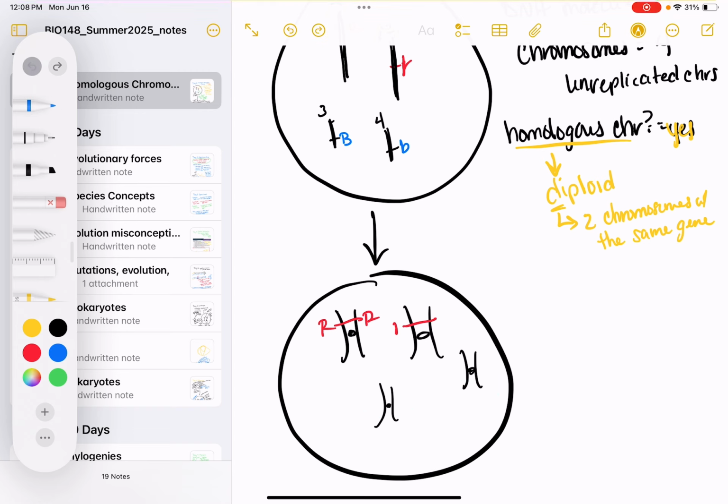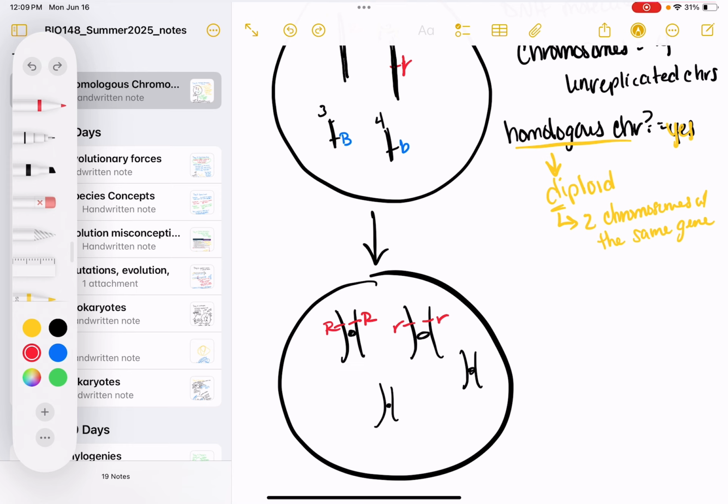I'm going to draw them as 2 separate lines. I get a little bit lazy sometimes in not doing it, but I want you guys to practice this first. Remember that big R is on both sister chromatids, right? Of this first chromosome, it's on both sister chromatids of the second chromosome here.